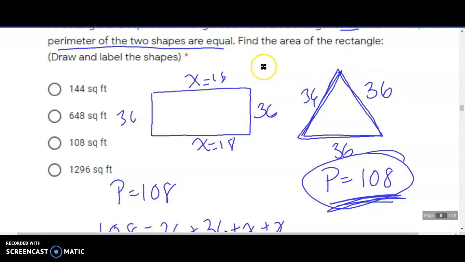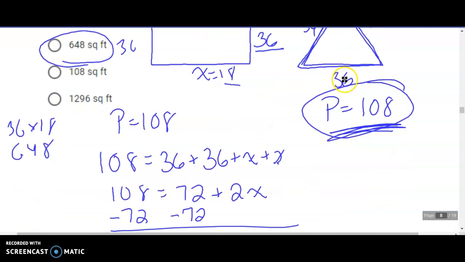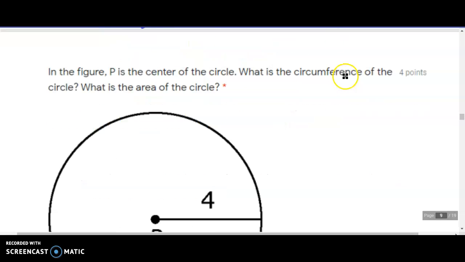Oh, but they want to know the area. So now we can check to see that that was 108 for a perimeter. So for area, we're going to do length times width. So now we do 36 times 18, and we get 648. So that one last step might have confused some people, but hopefully you understand where that came from.